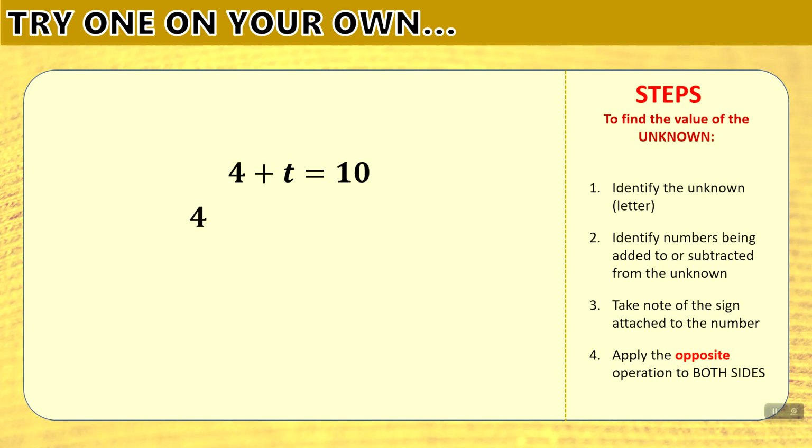And so we rewrite 4 plus t equals 10. And we apply minus 4 to the left and minus 4 to the right. The 4 and minus 4 on the left cancel to leave us with t equals 10 take away 4 is 6.